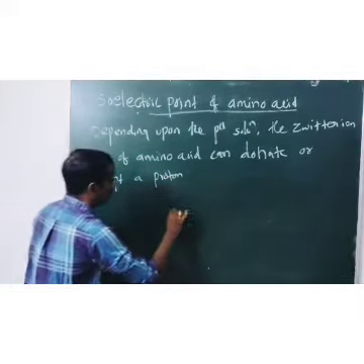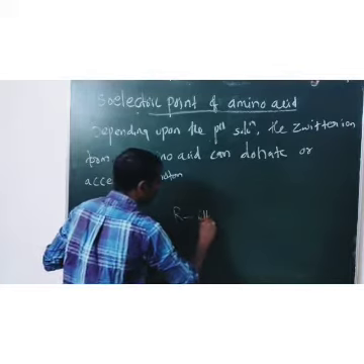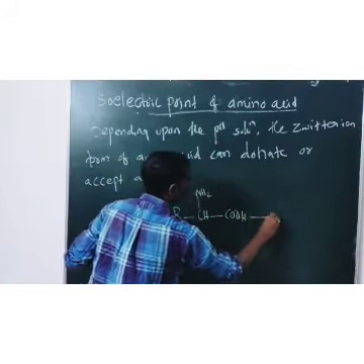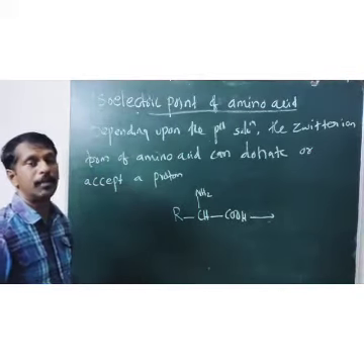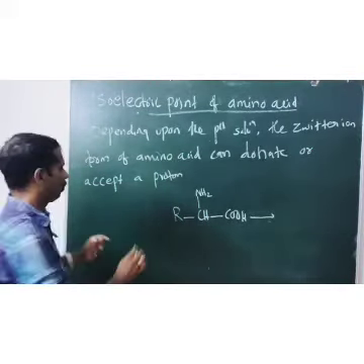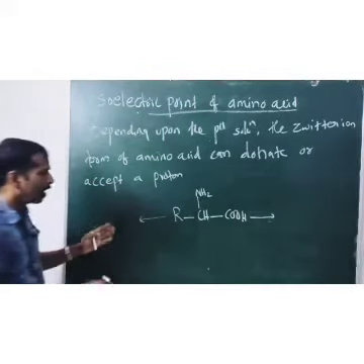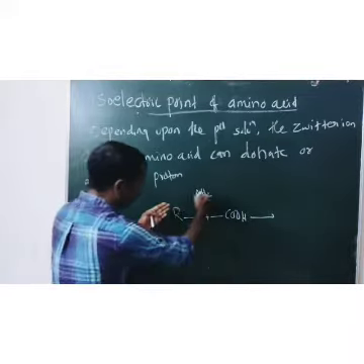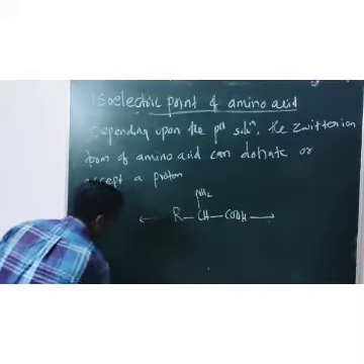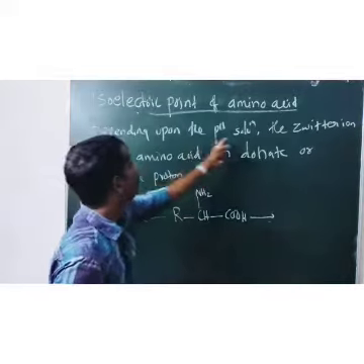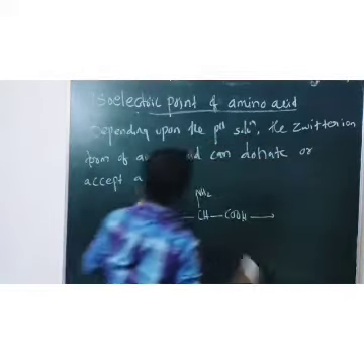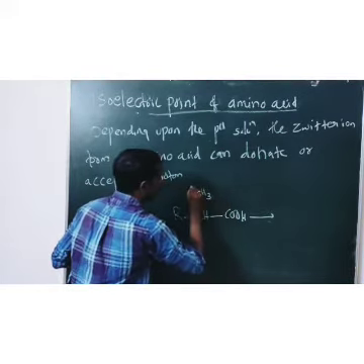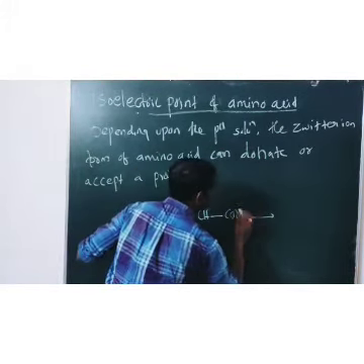So our amino acid is R CH NH2 COOH. Okay. So depending upon the pH of the solution, we are taking the zwitterion. Okay, this is amino acid. So look at it, depending upon the pH of the solution, the zwitterion form of amino acid. So what is the zwitterion form of amino acid? NH3, here it is plus, and here it will be COO minus.